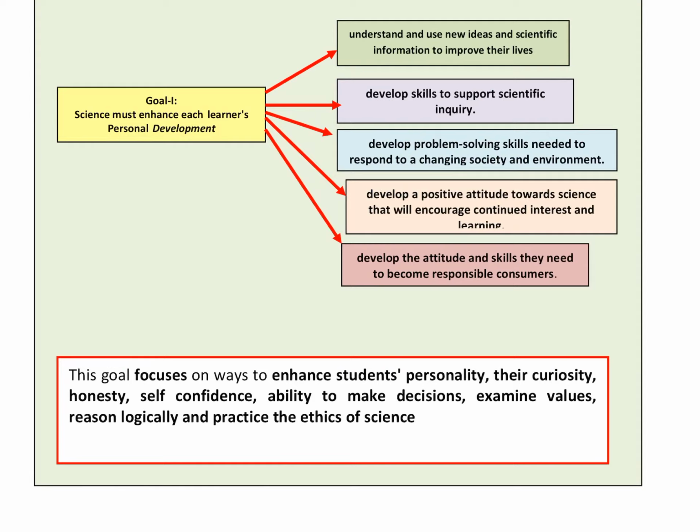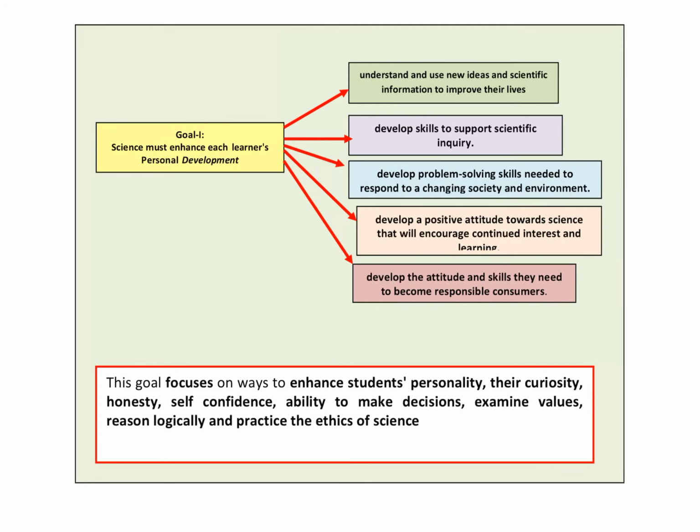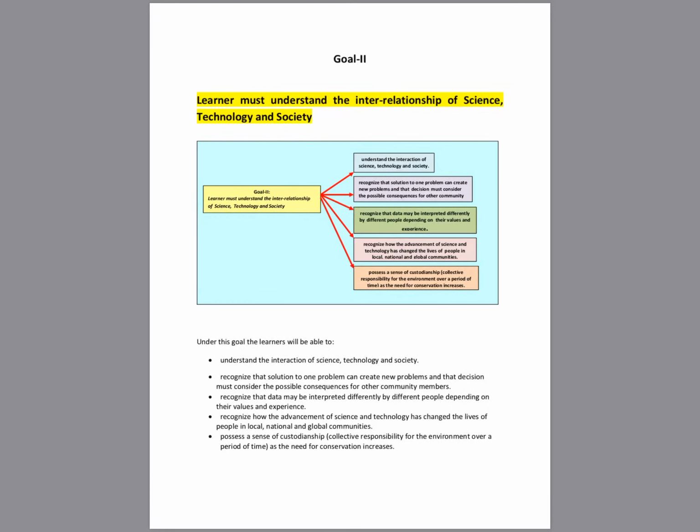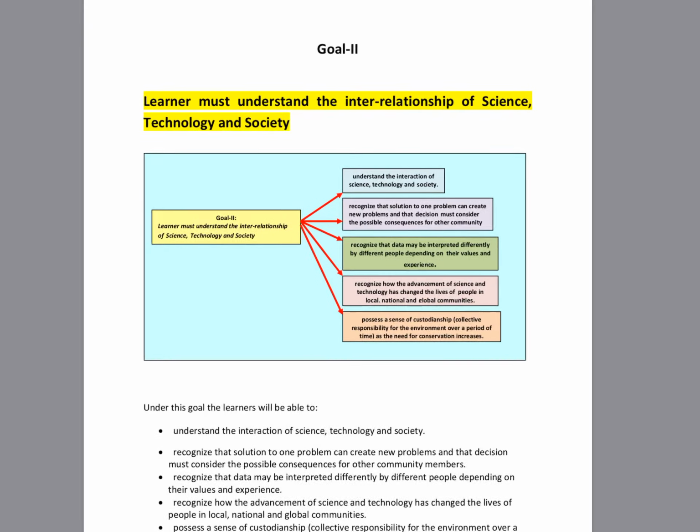So all these goals, this goal number 1 and its emphasis in the different areas, now we can come to the conclusion that this goal focuses on ways to enhance students' personality. It's personal development, their curiosity, their honesty, their self-confidence, ability to make decisions. They examine the values, they reason logically, and they also practice the ethics of science. So this is one of the very important goals of teaching of science in the school.